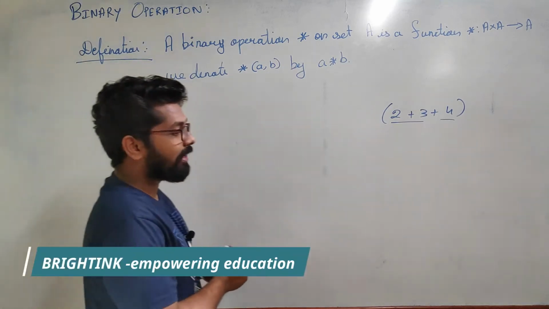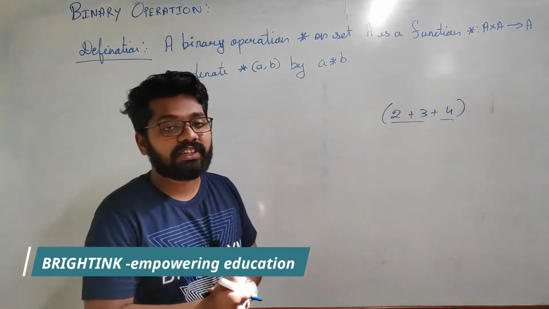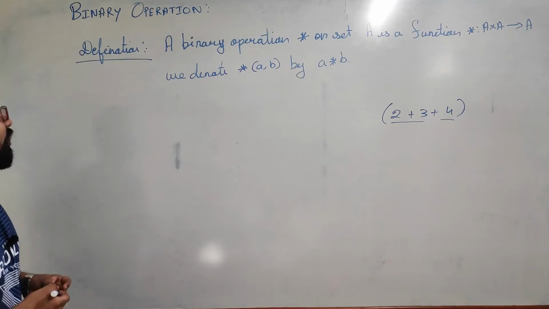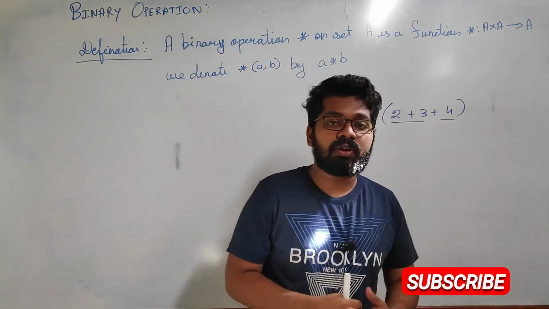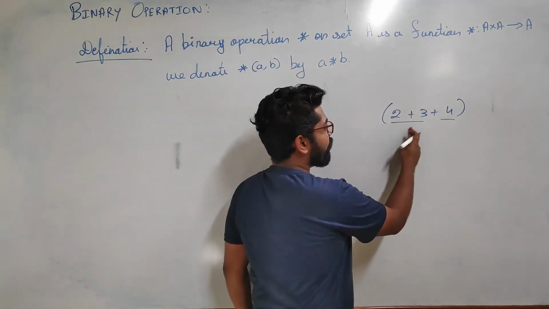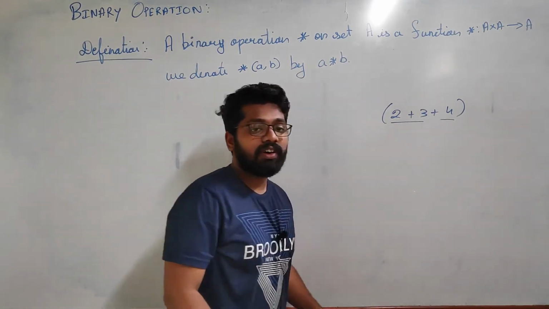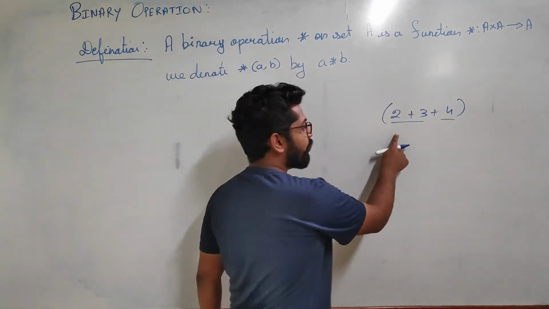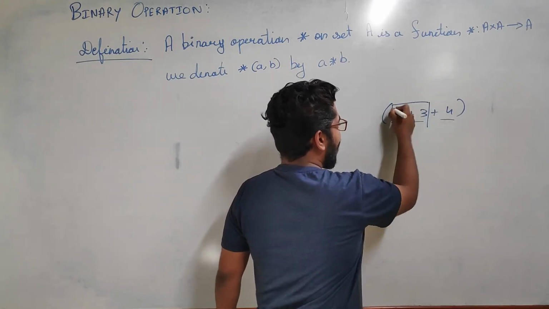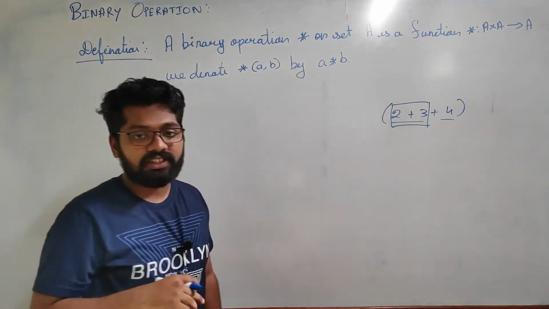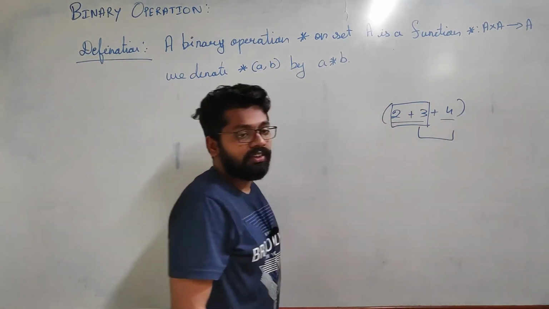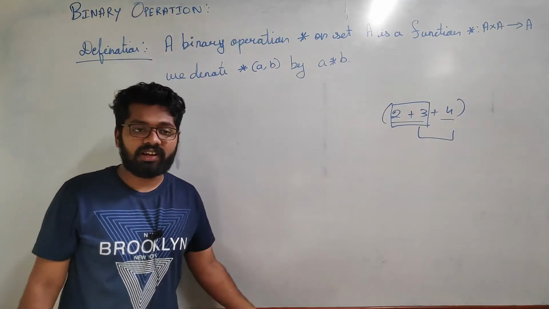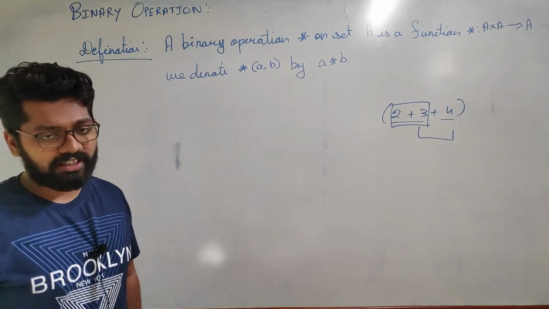So let us start with binary operation, introduction of exercise 1.4. Now what does a binary operation mean? Binary basically means 2. If you consider an example like 2 plus 3 plus 4, we always add 2 to 3 first. It means I am adding two numbers first, and the answer I get, I will add to the third number. So this is how the binary operation takes place.